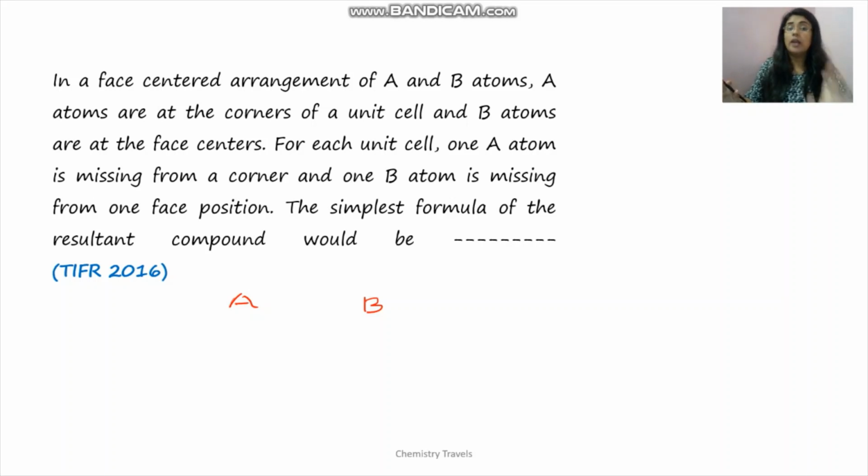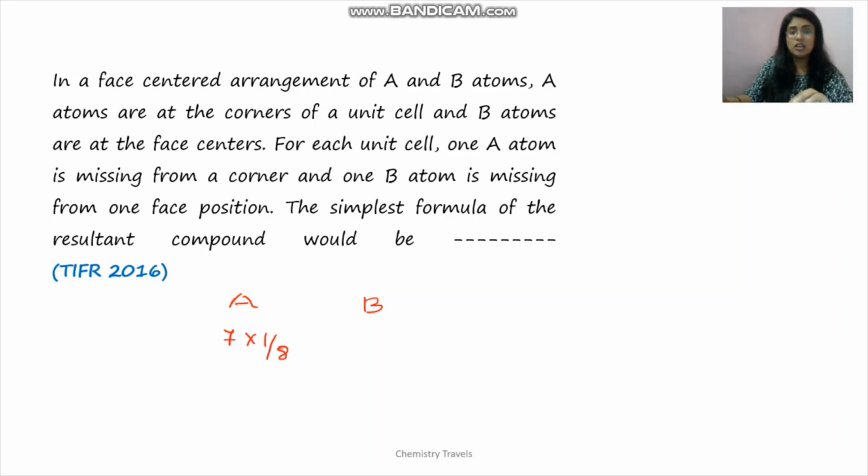But here it is told that one of the corner atoms is missing. One of the A atoms is missing from a corner, which means that instead of 8 corners being filled, now in this case only 7 corners are being filled. So A atoms, we have 7 atoms and each atom would give rise to a contribution of 1 by 8.